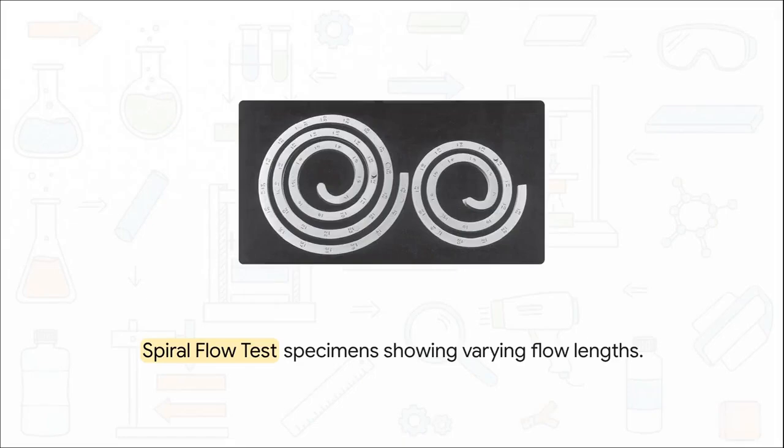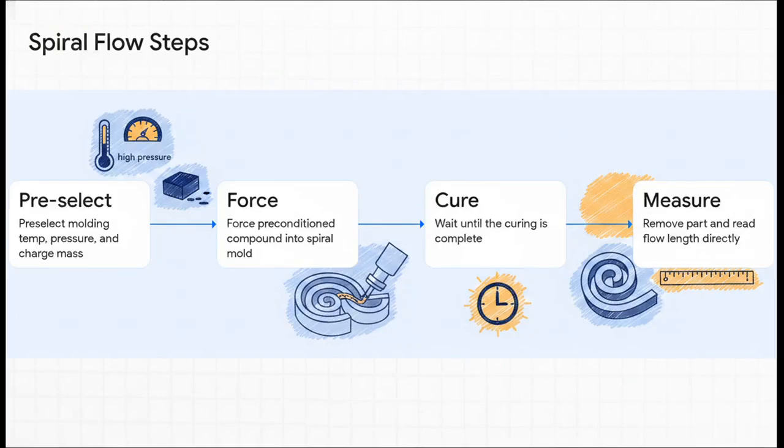This test, which is governed by ASTM D3123, measures 3 combined characteristics at once: fusion under pressure, melt viscosity, and gelation rate. Basically, the material is forced into a spiral channel using a transfer molding press. The longer the plastic manages to flow through the spiral before it finally cures and stops moving, the higher its flow rating. The procedure itself is pretty simple, but you must write out these 4 specific steps for full marks.